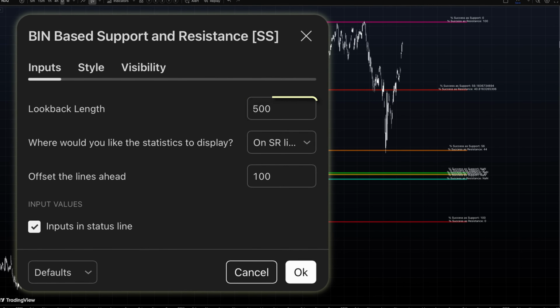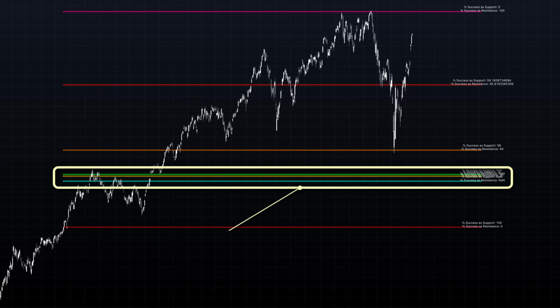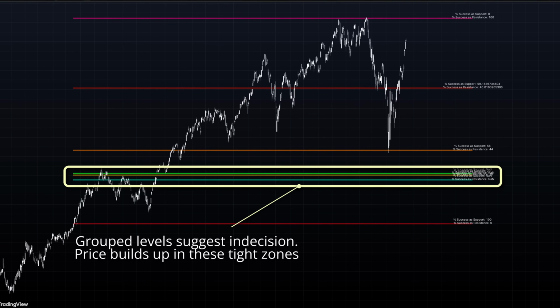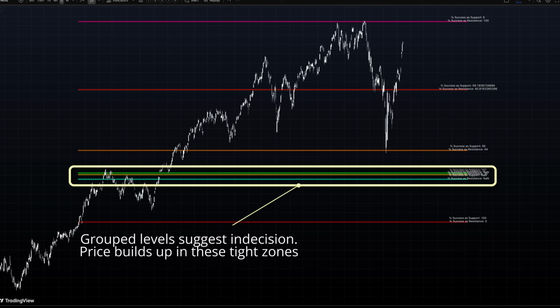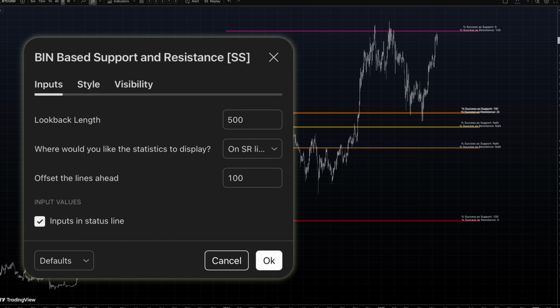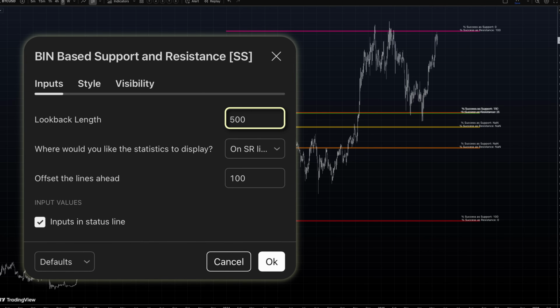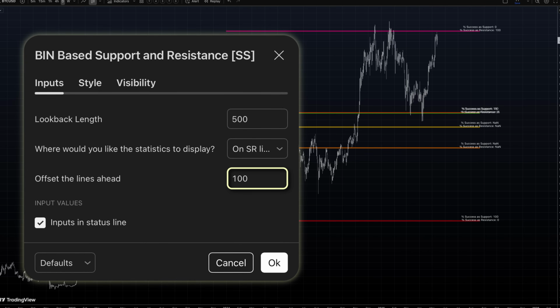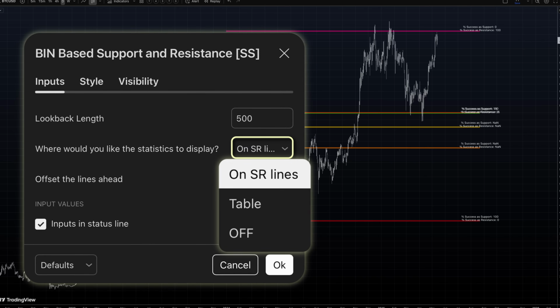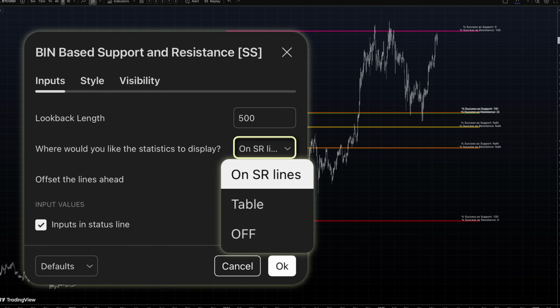price respects these boundaries. Users can identify closely positioned SR lines that reveal consolidation zones, areas where price tends to accumulate before making directional moves. These clusters serve as decision points for traders awaiting breakouts. The indicator includes customization options, adjustable look-back periods, offset settings for projecting lines forward, and 3 display modes for backtesting statistics: on lines, in table format, or hidden.